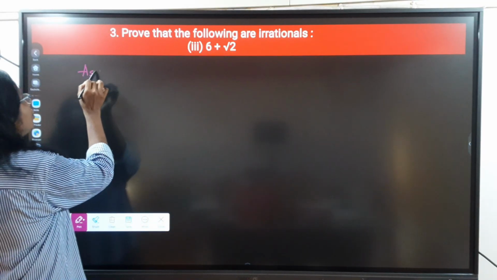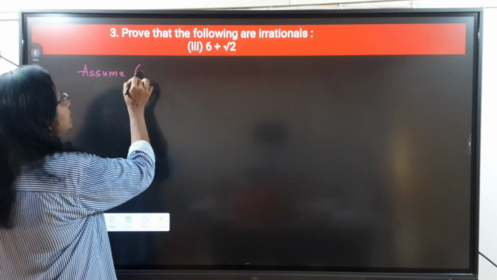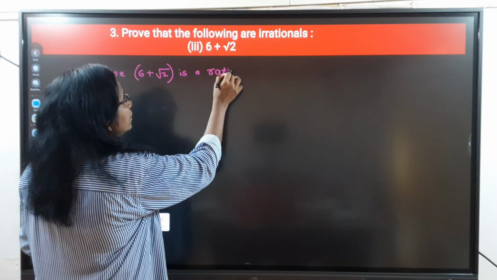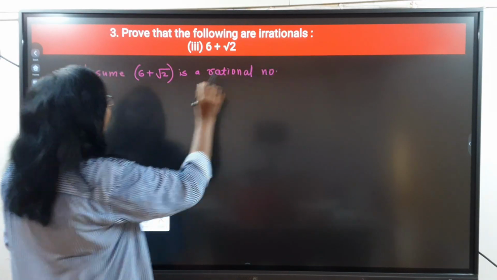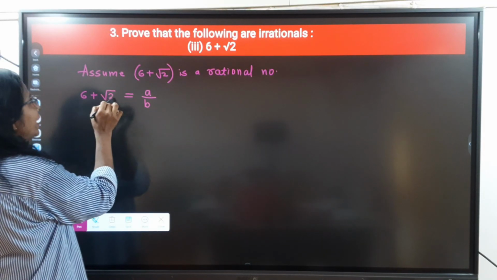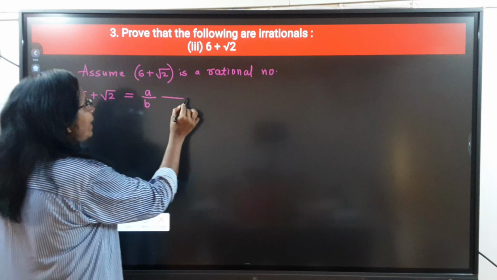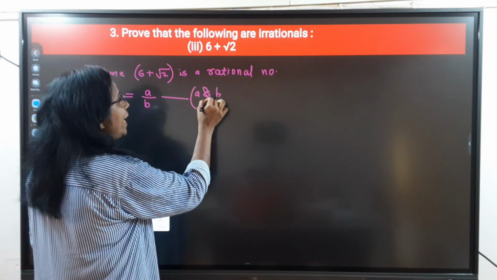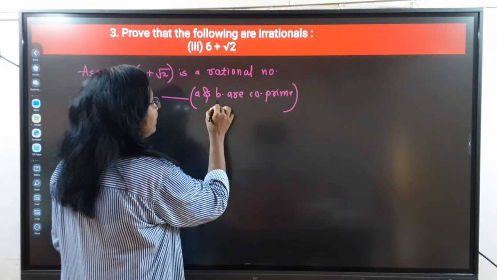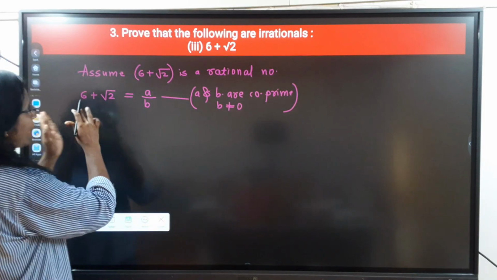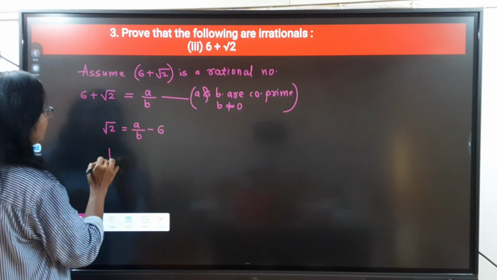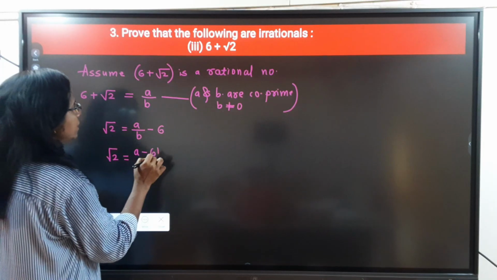First I say that assume 6 plus root 2 is a rational number. As we know that a rational number is in the form of a upon b, so I write that 6 plus root 2 is equal to a upon b, where a and b are co-prime, and where b is not equal to 0. Now I further simplify that root 2 is equal to a upon b minus 6. That means root 2 is equal to a minus 6b upon b.